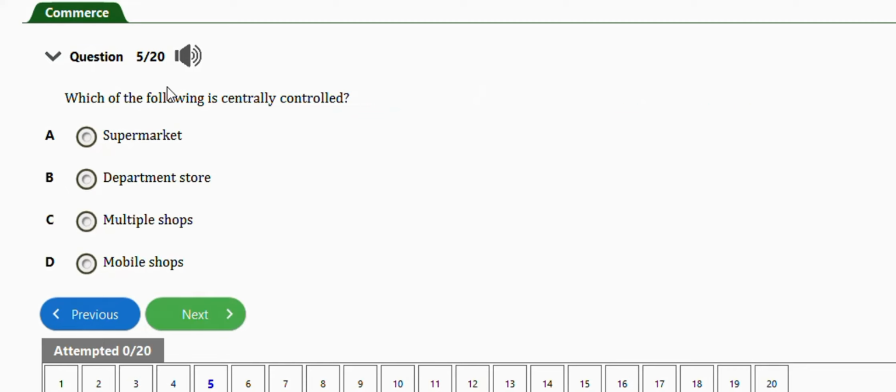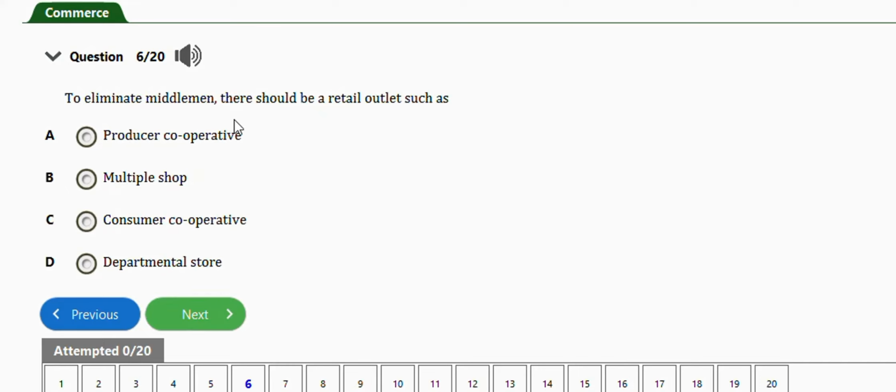Next question is this one. It says which of the following is centrally controlled? So the one that is centrally controlled is a department store. Alright, so take note guys. Next question says to eliminate middlemen there should be a retail outlet such as multiple shop. Alright, option B.